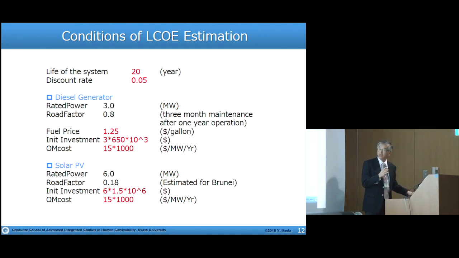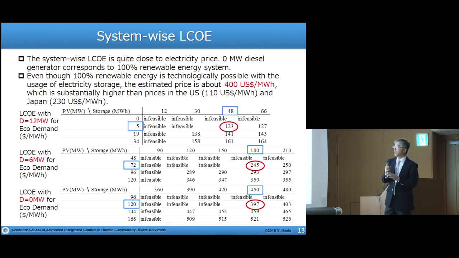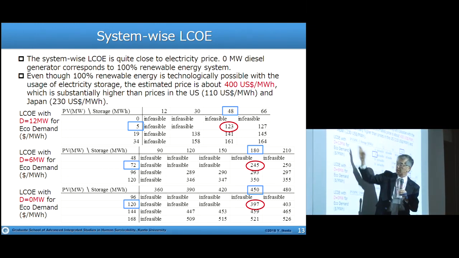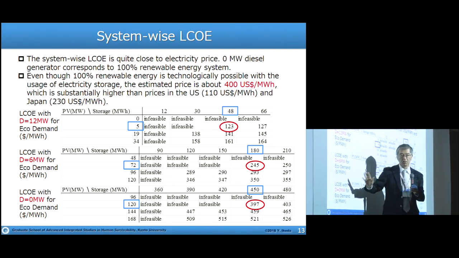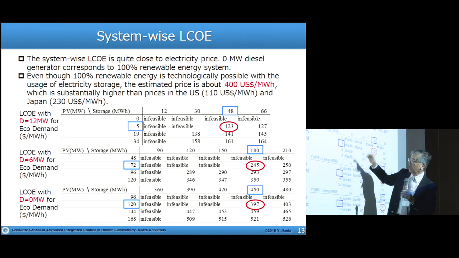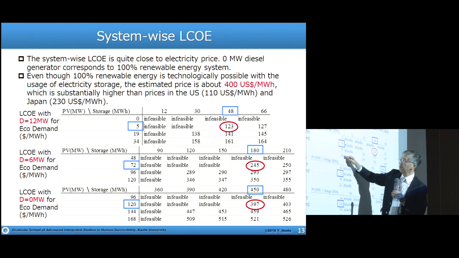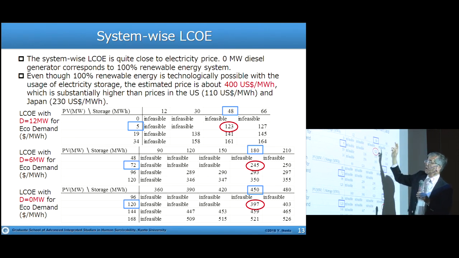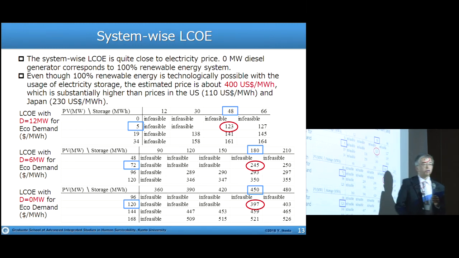The next slide is the result of the estimation for the system-wise LCOE. I showed three cases. This one is a 12 megawatt diesel power case. This one is 6 megawatt for diesel power. This one is zero megawatt, which means 100% renewable energy. For the calculation, I surveyed the various combinations of solar PV, in this case 0 to 34 megawatt solar PV, and 12 to 66 megawatt hour electric storage. This area is infeasible, that means that we have no solution.